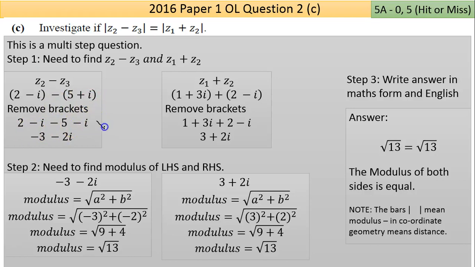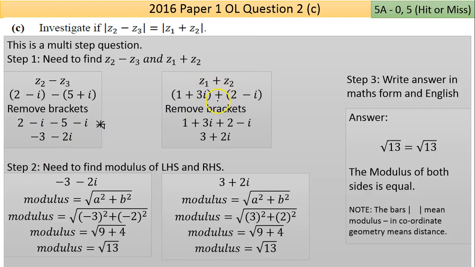So you got to this stage here, I'm putting the star on, and you are adding the real parts. So 2 minus 5 is minus 3, minus i is minus 2i. So now you know that you're going to get the modulus of that particular number. We move on to the adding of Z1 and Z2.